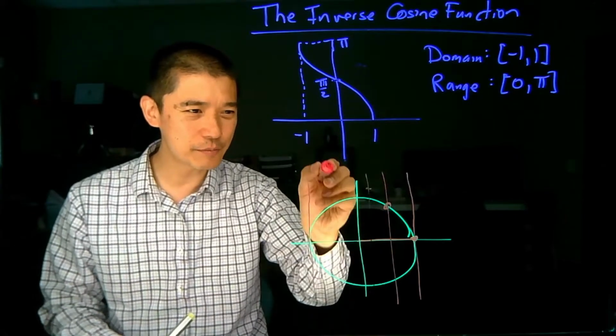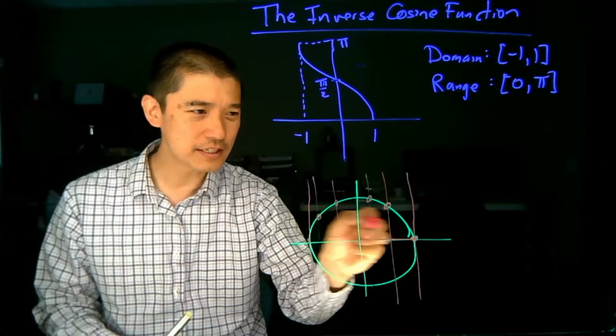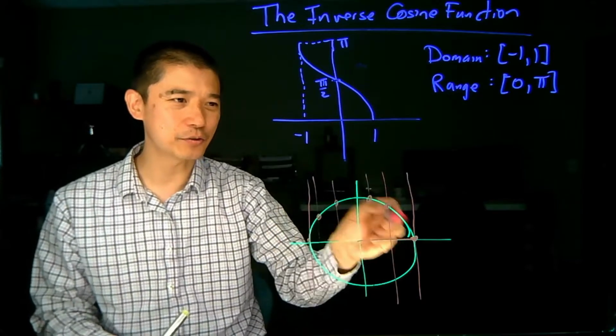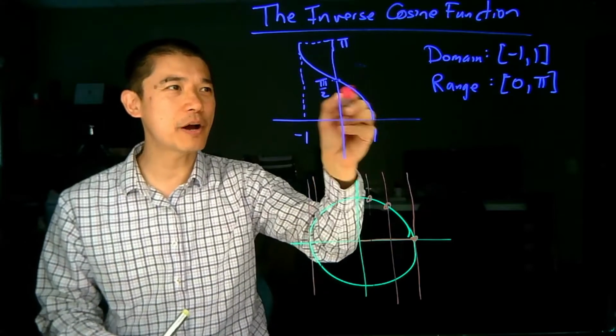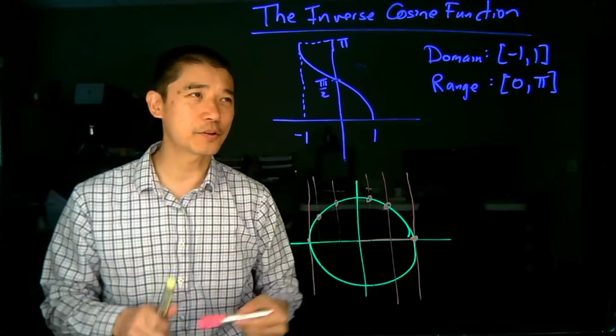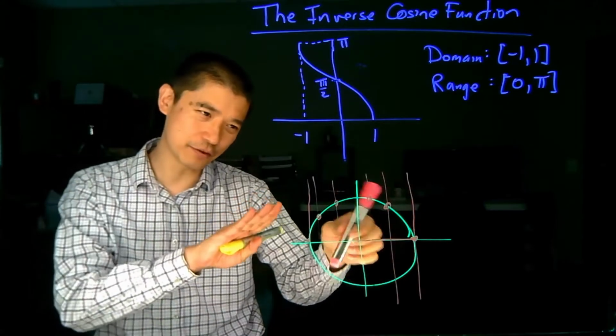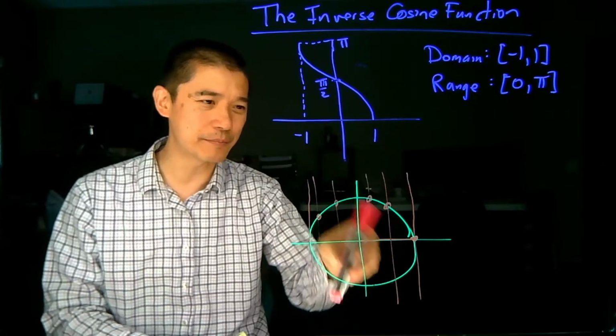And as we keep drawing more of these vertical lines, you can see that we trace out this upper half of the circle, which goes from angle 0 to angle π. And that's why this is our range. And so the same ideas come to play for the cosine function. It just, instead of looking at the lines y equals something, we're looking at lines x equals something.